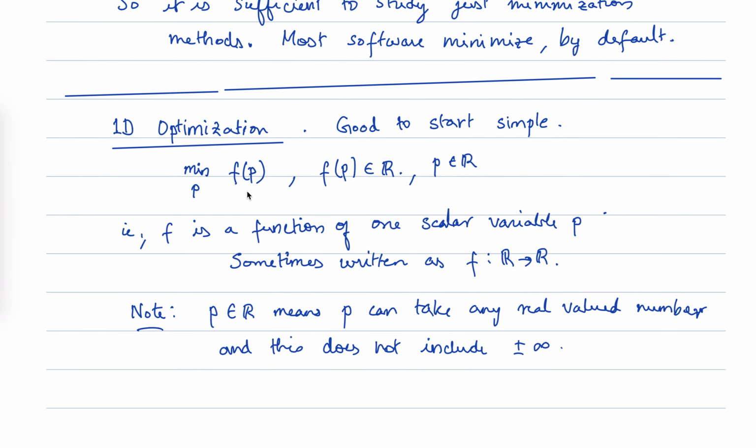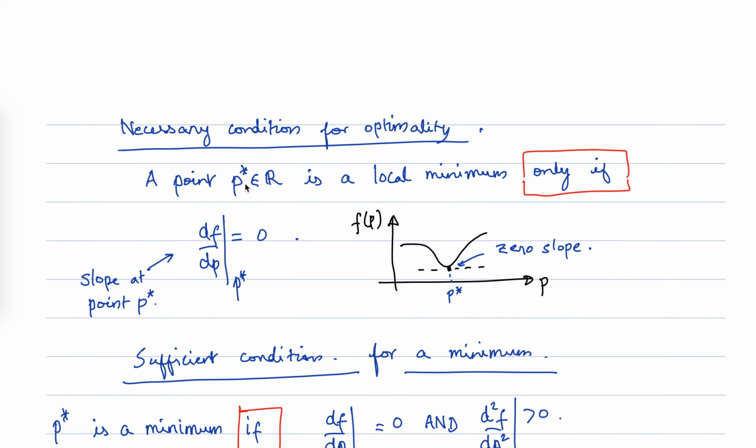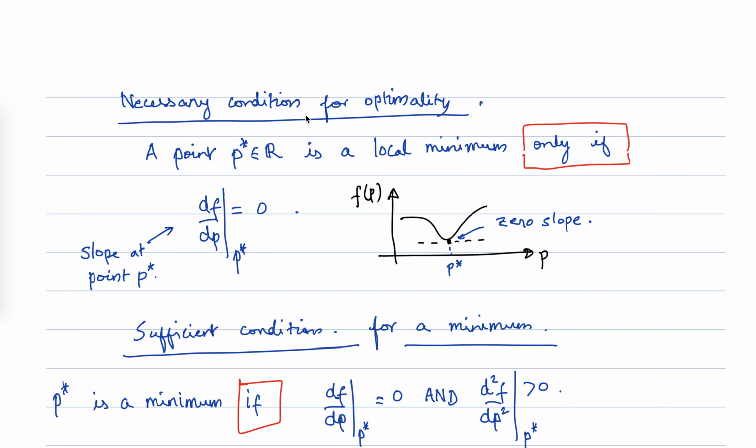Okay, we want to minimize a function f of P. What are the conditions? How do we find the optimum? We usually find the optimum, as I'm sure all of you know, by looking at what are called necessary conditions for optimality. A point P star is a local minimum only if the slope at point P is equal to 0. The slope at point P is you take the derivative of f with respect to P, evaluate it at P star, and if that's equal to 0, then that point could be a minimum, right?